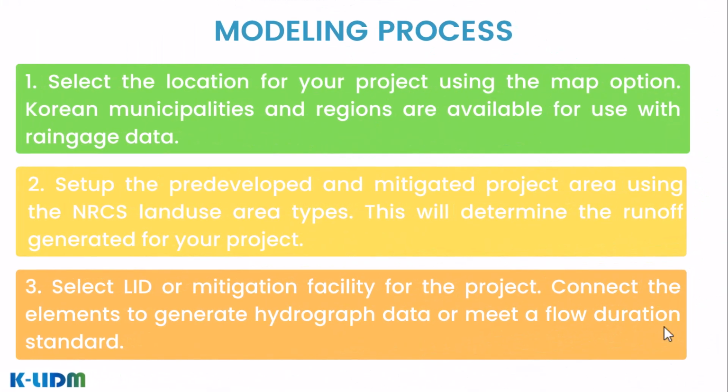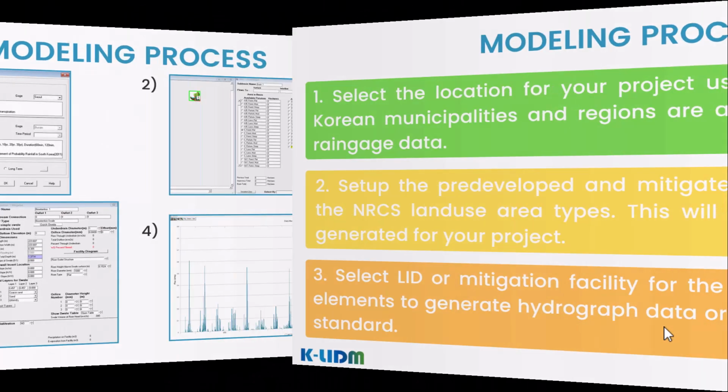So let's talk about the modeling process. First, we select the location for your project using the map option. Korean municipalities and regions are available for use with rain gauge data. Then we set up the pre-developed and mitigated project area using the NRCS land use area types. This will determine the runoff generated for your project. Then select your LID or mitigation facility for the project. Connect the elements to generate hydrograph data or meet a flow duration standard.